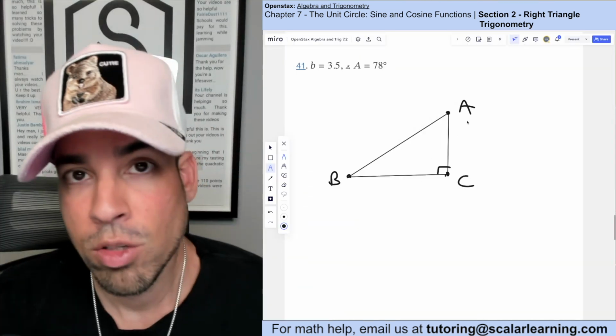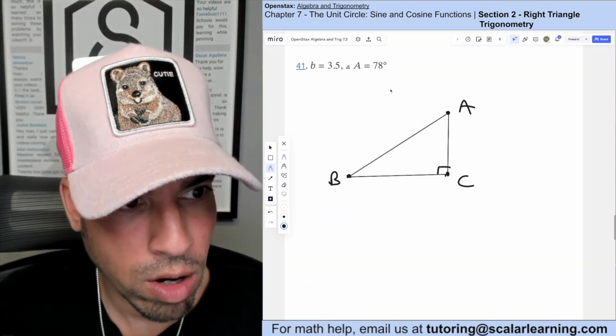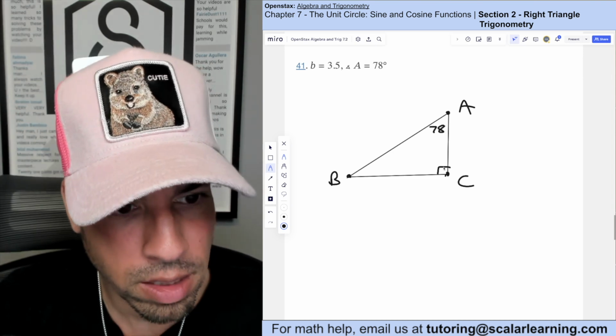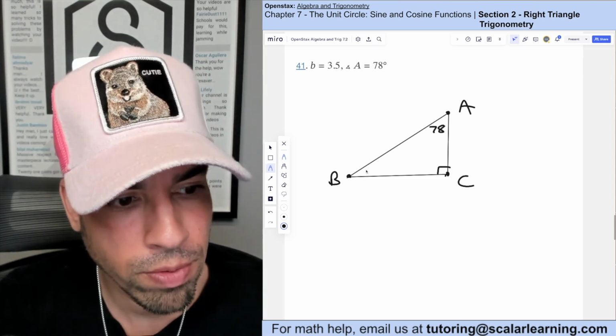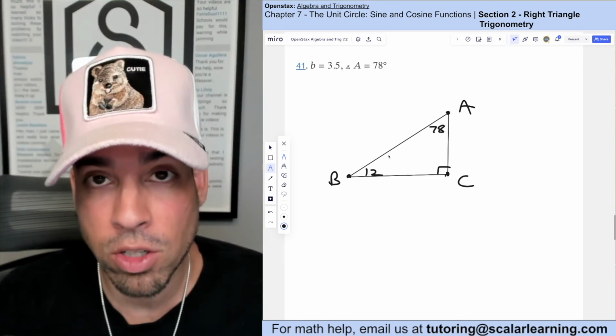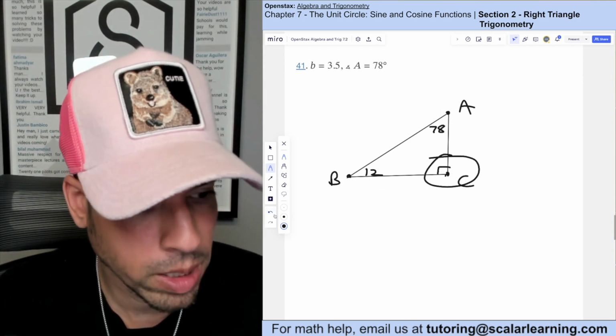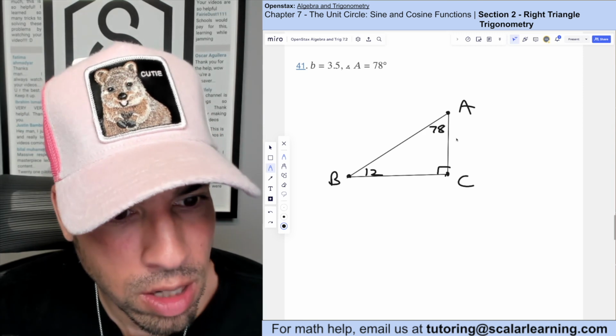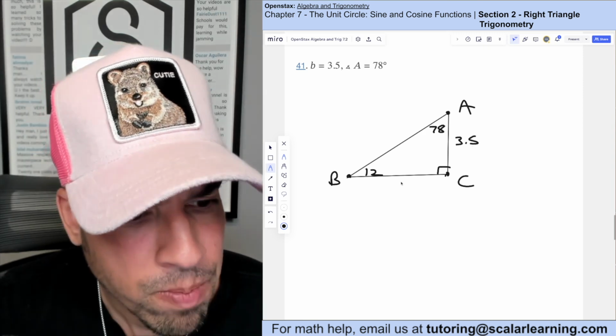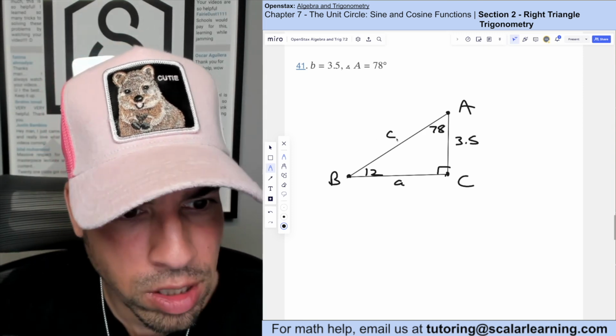Done. So for this one, they didn't give us a triangle, so I drew one out saying that A is 78. C is, of course, 90. Just for fun, B can be 12. Not that it matters so much, we don't need it, but these two are going to be complementary with this one being 90. And little b, which is this side, is 3.5. Okay, so now we need to solve for a and, of course, c, which is the hypotenuse.